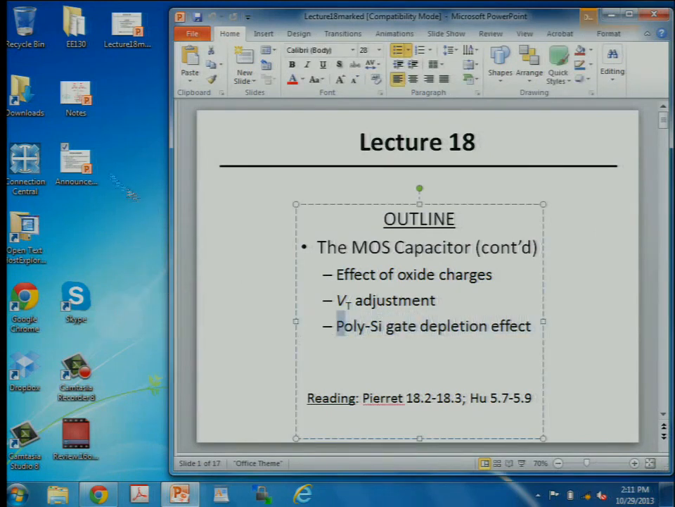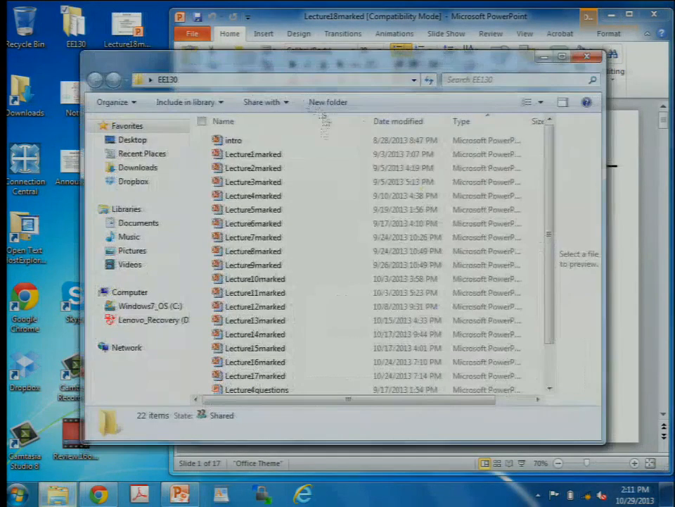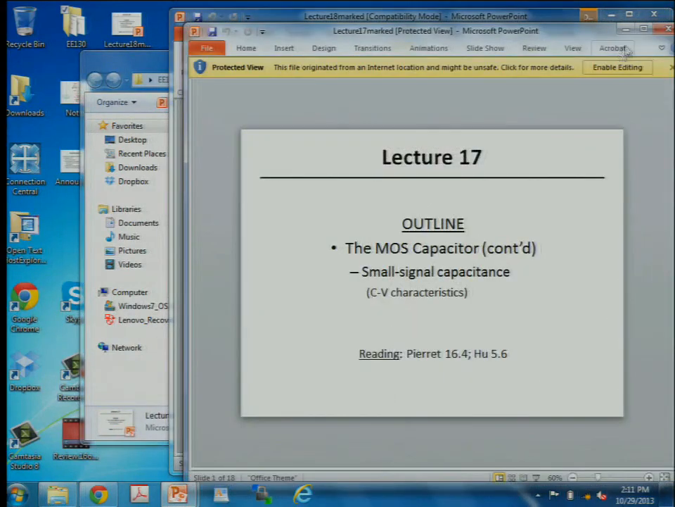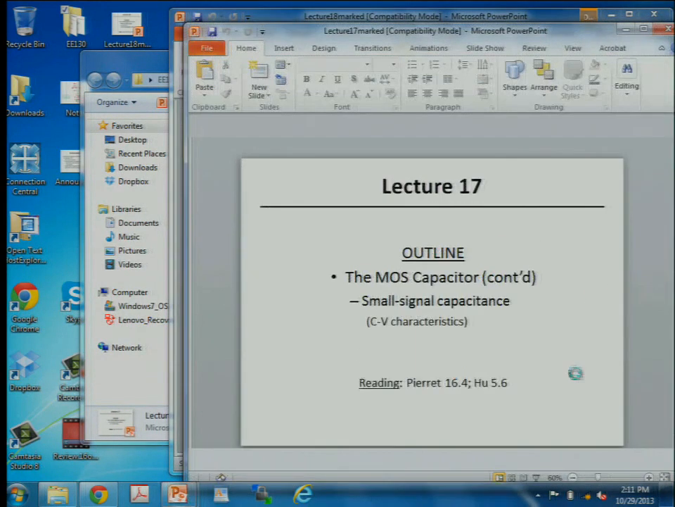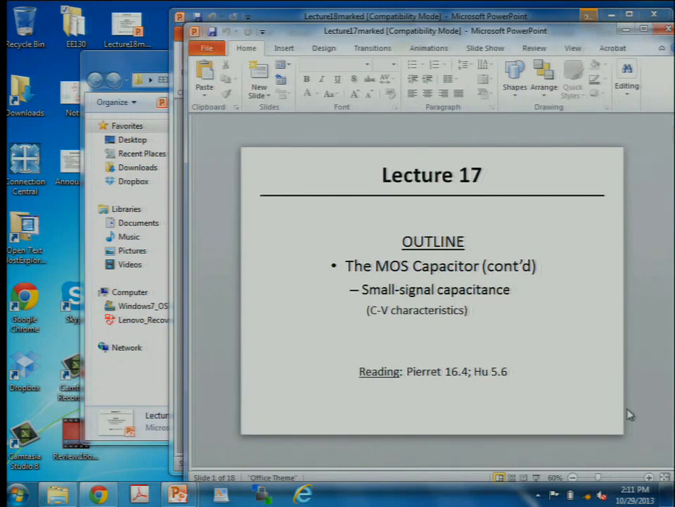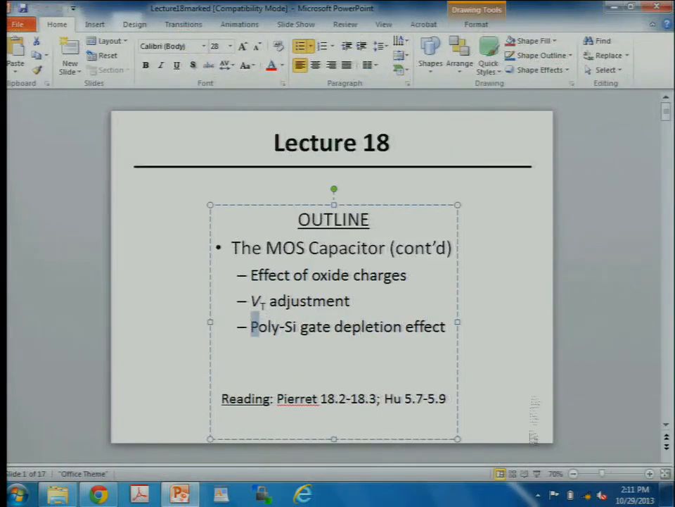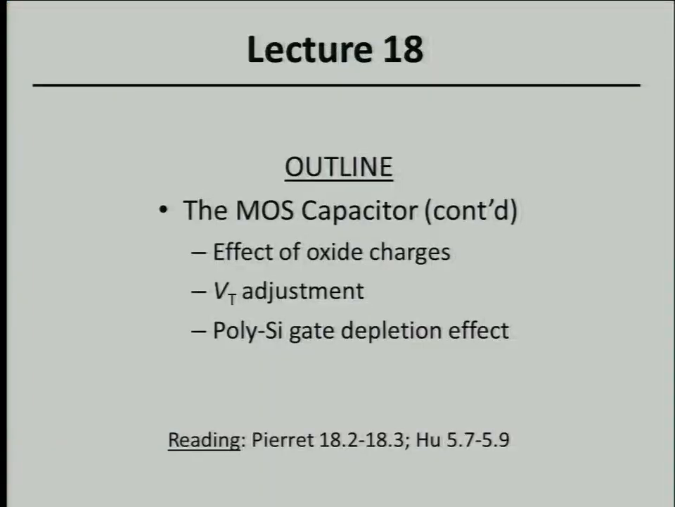Were there any questions left over from the last lecture, where we talked about the MOS capacitor charge distributions and small signal capacitance? All right. So today's lecture, we're just going to focus on non-idealities in an MOS capacitor structure. So what are some realistic things that show up when you measure a real MOS device? And then next time we'll start on talking about the transistor.